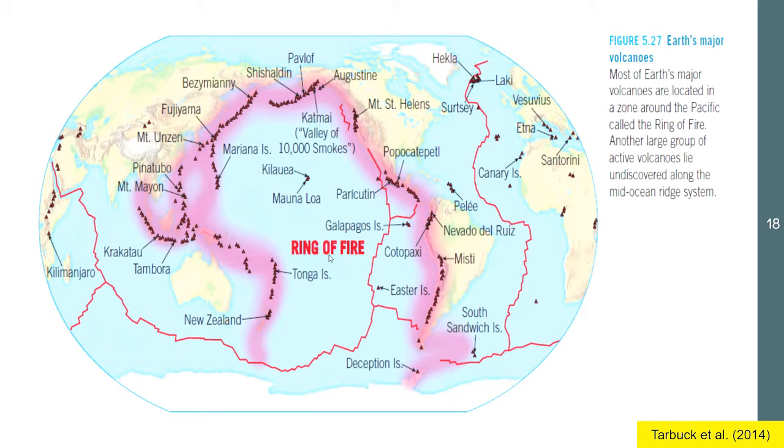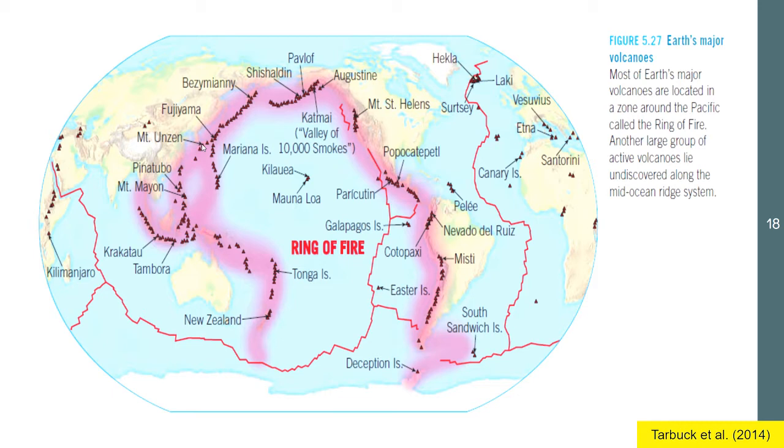Now this map shows us the major volcanoes of our planet. As you can see, we have quite a lot along the Pacific region. So it's called the Pacific Ring of Fire. And the Philippines is somewhere here. You see here Mount Pinatubo and Mount Mayon. Then we have the rest of the active volcanoes along this Ring of Fire.